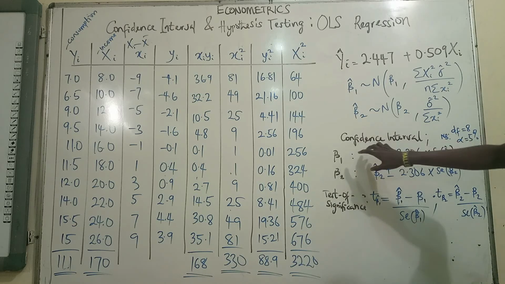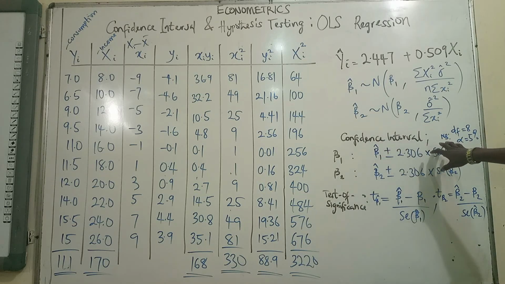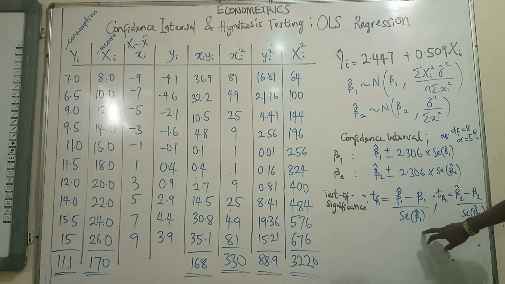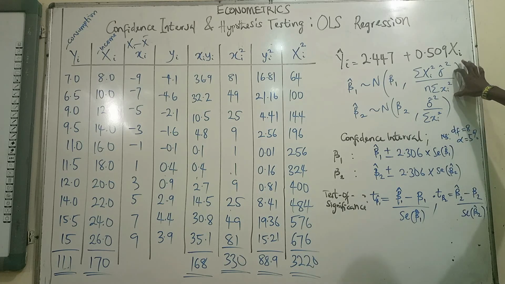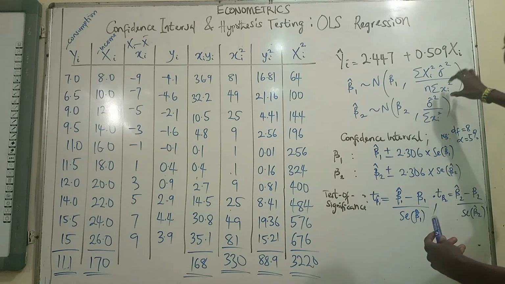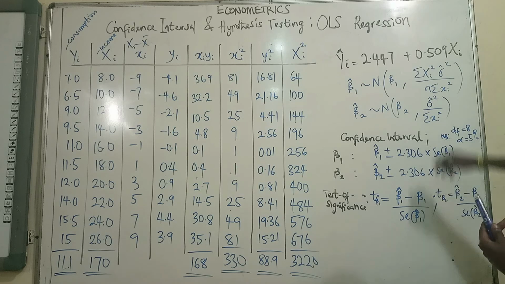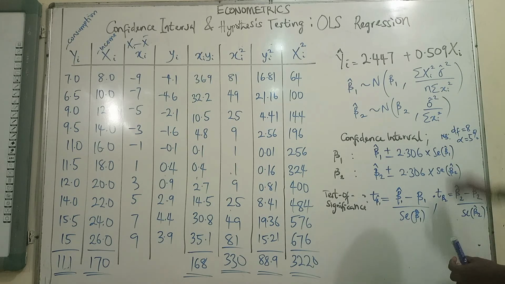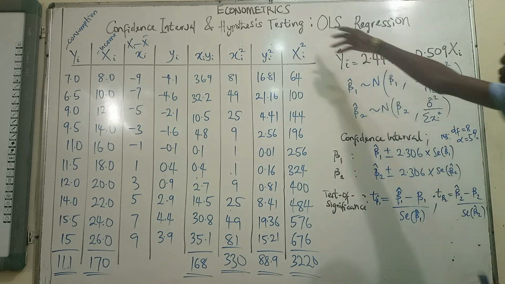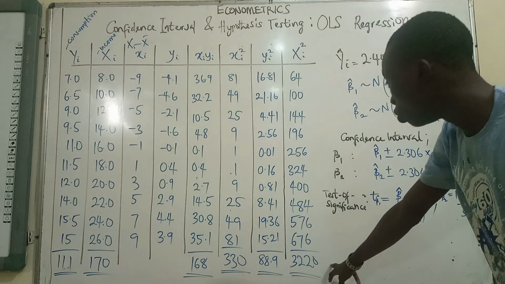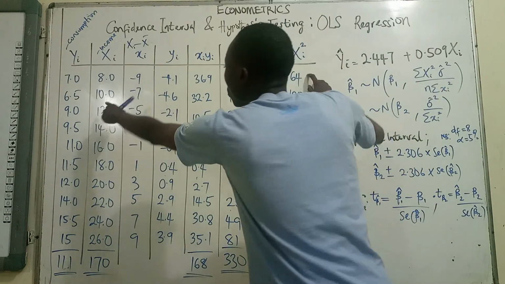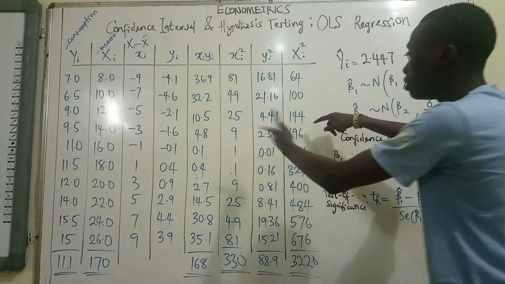Recall the goal is to compute our confidence interval and also do the test of significance, but we need the standard error of beta 1, the standard error of beta 2, and this formula for variance. We just take the square root of the variance to arrive at our standard errors. So we need the summation of xi squared, and that is why I've created this column, simply by squaring this. So 8 squared is 64, 10 squared is 100, and so on down.